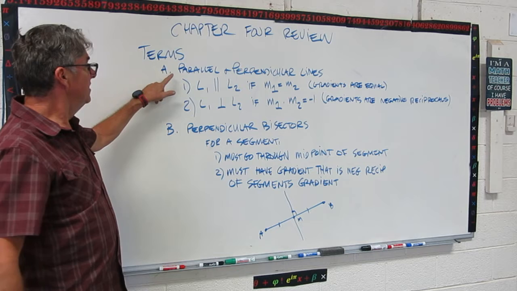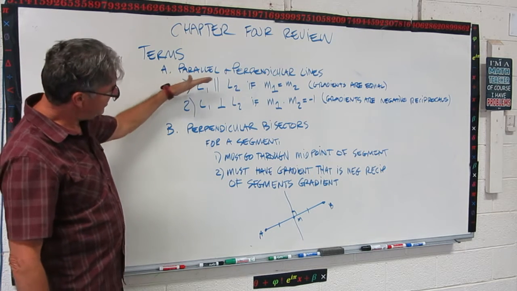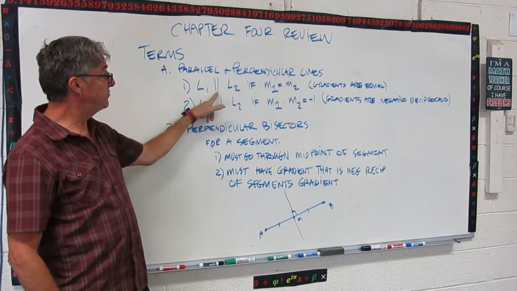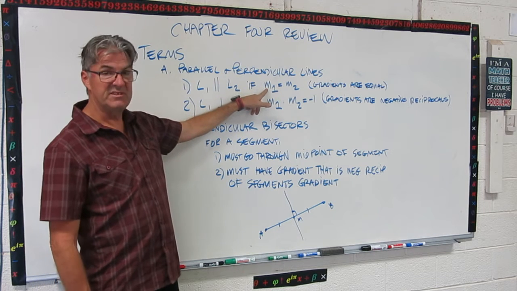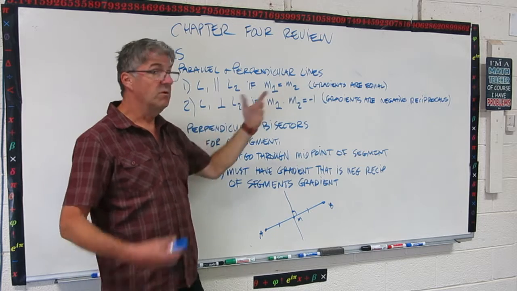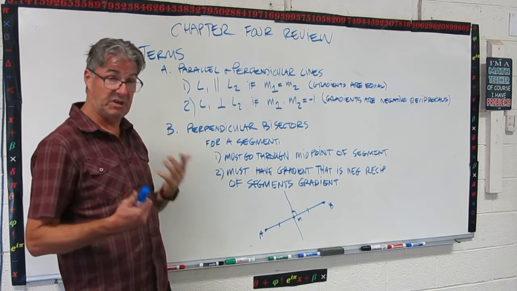So starting off, we spent some time with parallel and perpendicular lines, and basically I'm just giving you the notation here. We'll go through it. So line 1 is parallel to line 2 if the slope, that's the lowercase m, the slope of 1 is equal to the slope of 2. So basically parallel lines have the same gradient, okay?